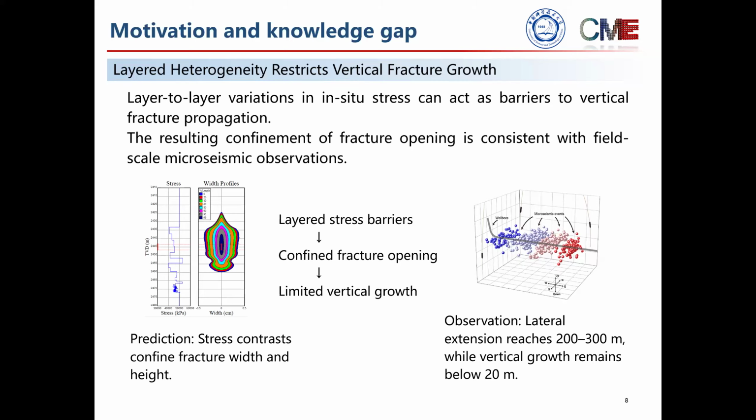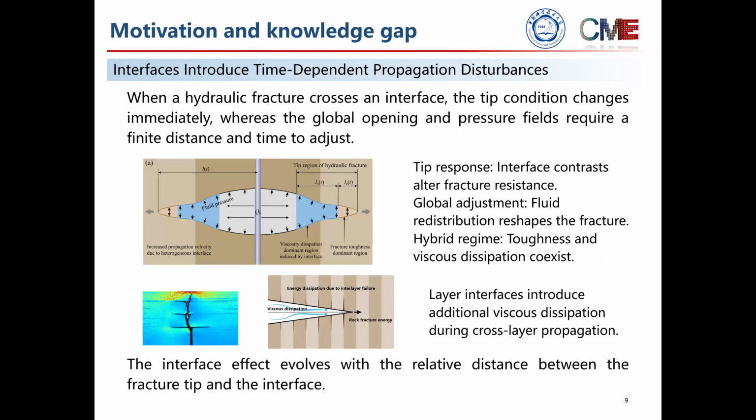So the layered structure is not a small correction to a homogeneous solution. It can control the macroscopic geometry. We need more than a static statement such as high stress is a barrier. We need to understand how the fracture dynamically adjusts after it crosses each interface.